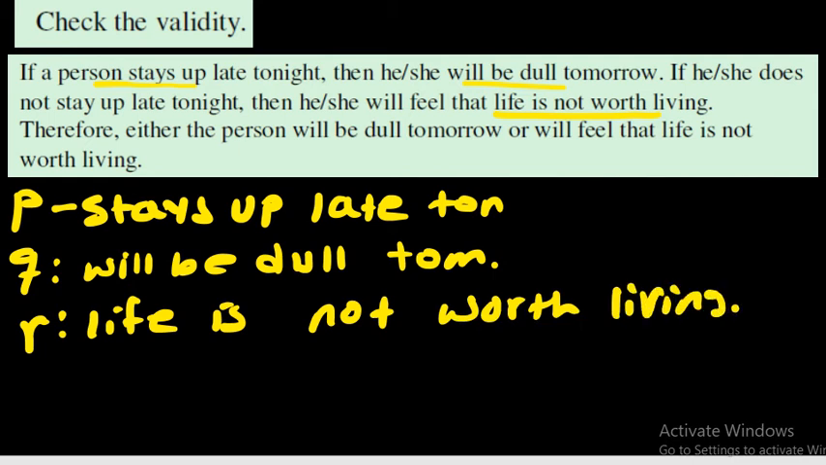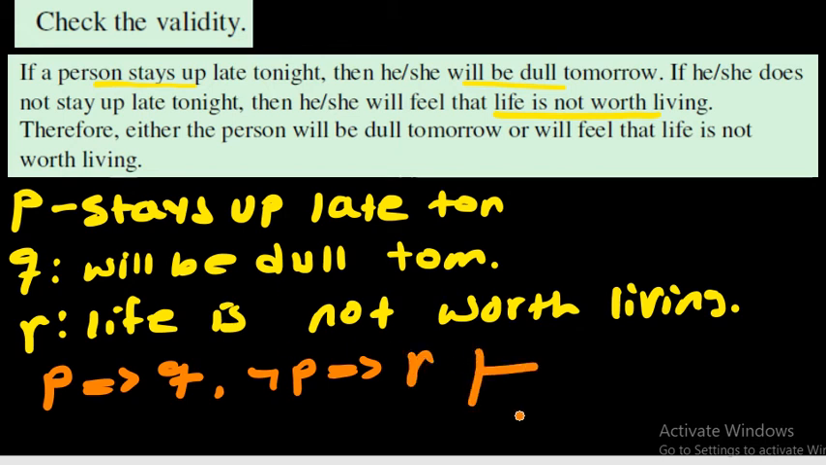Now let us construct the argument. If a person stays up late tonight, that means P implies, then he or she will be dull tomorrow, that's Q. That is the first premise. The second one: if he or she does not stay up late tonight, that means negation P implies, then he or she will feel that life is not worth living, which is R. Therefore comes the conclusion part: either the person will be dull tomorrow, that is Q, or will feel that life is not worth living, that is R.